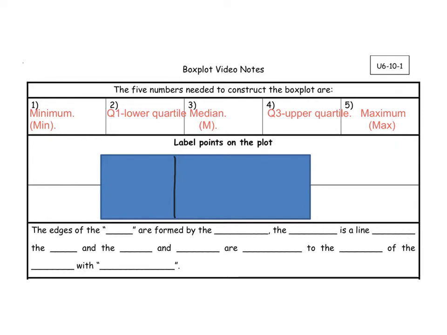So our minimum is our lowest point on the box plot. Our maximum is our highest point. Our median is this line in the middle, and then quartile 1 is right here, and quartile 3 is right here. And we're going to use quartile 1 and quartile 3 to talk about outliers today.